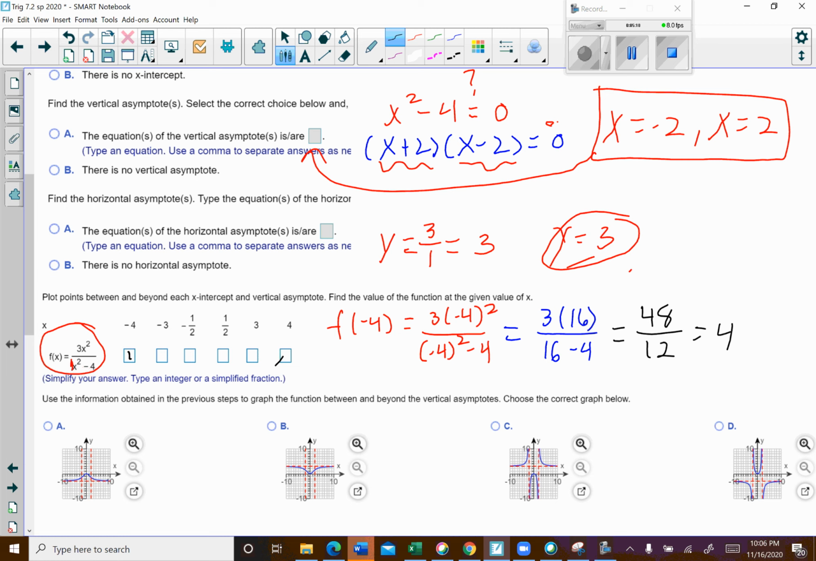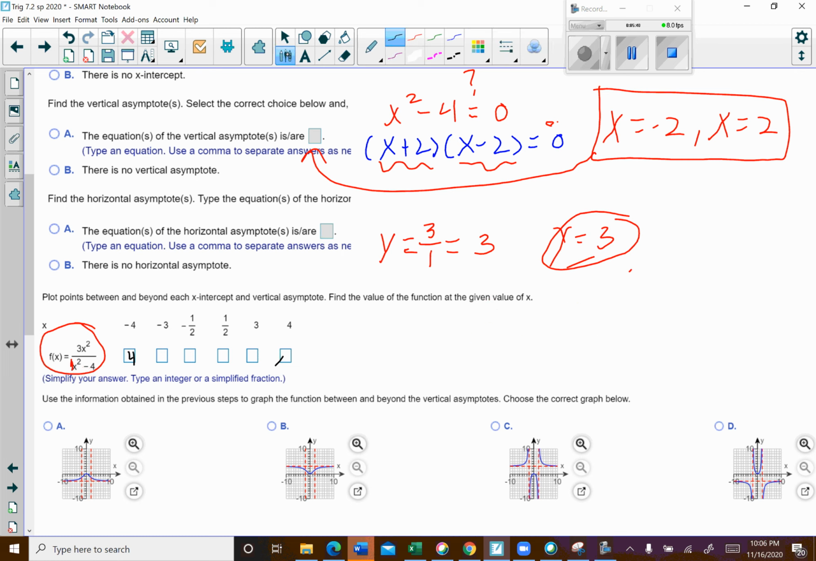They probably won't all come out that nice. A lot of them will probably actually be fractions, okay? Especially dealing with the negative 1/2 and the positive 1/2. Those are going to be a little bit more challenging. Let me go ahead and do one of those, and then we'll look at the last part.